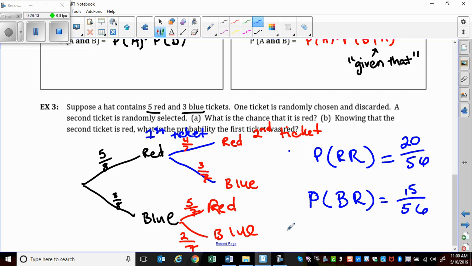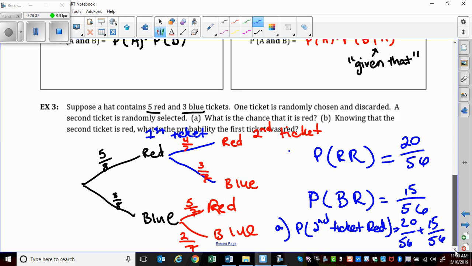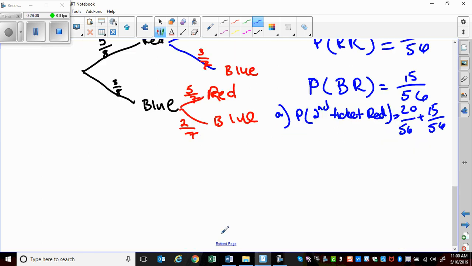So part A says, what is the probability that the second ticket is red? Well, the probability that the second ticket is red could happen either way. So we've got to add these. So 20 over 56 plus 15 over 56 gives us 35 over 56.